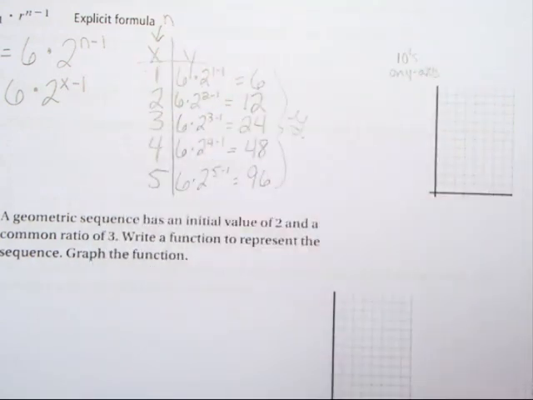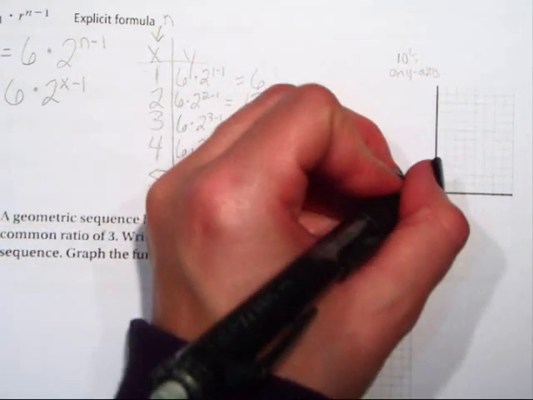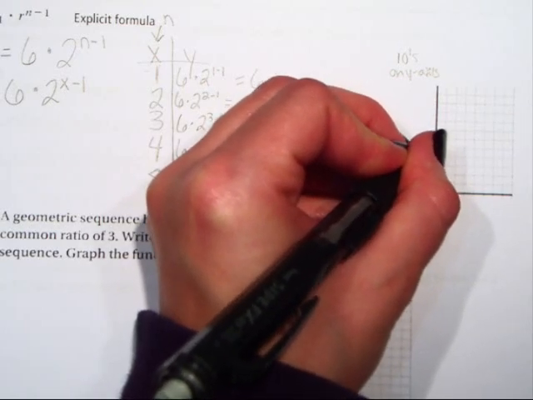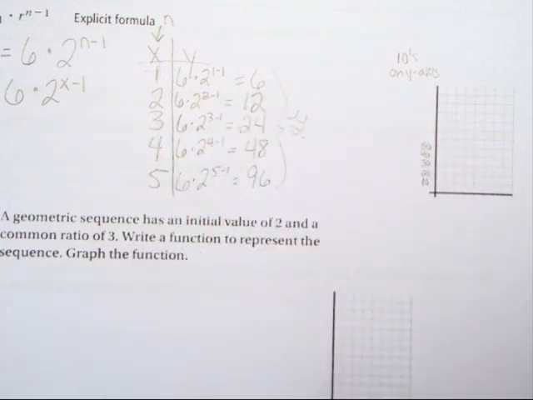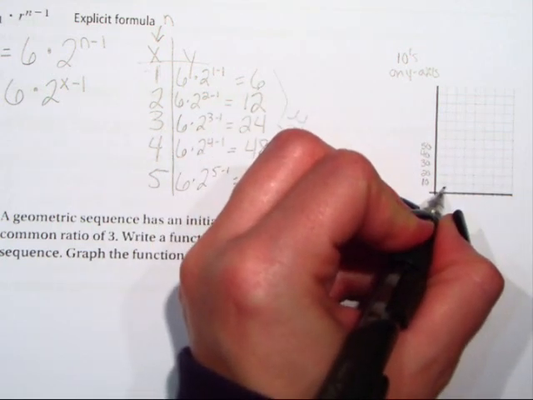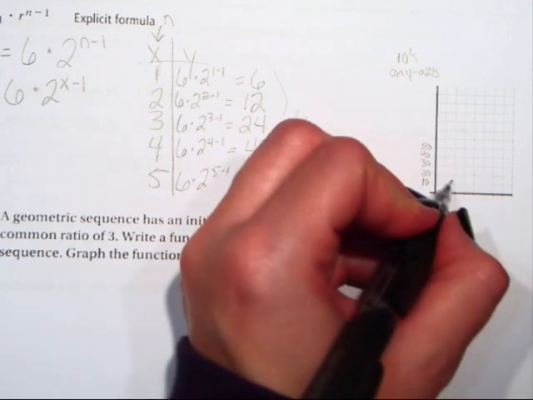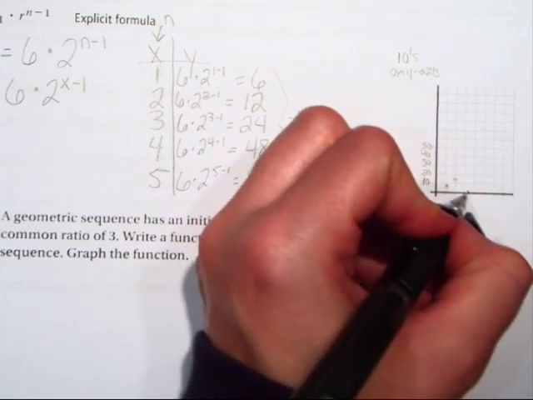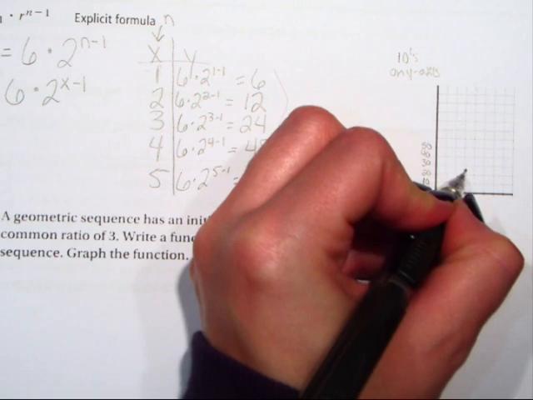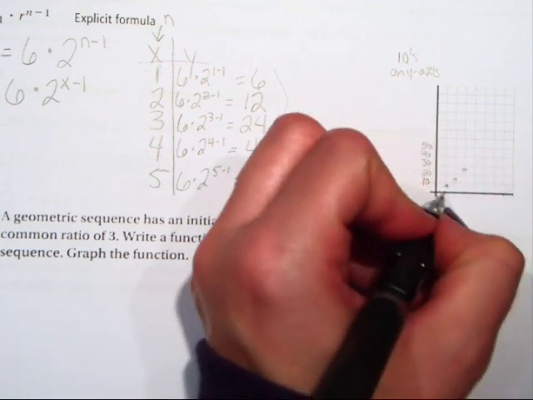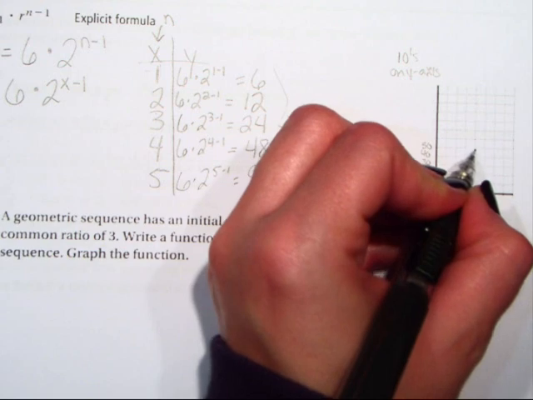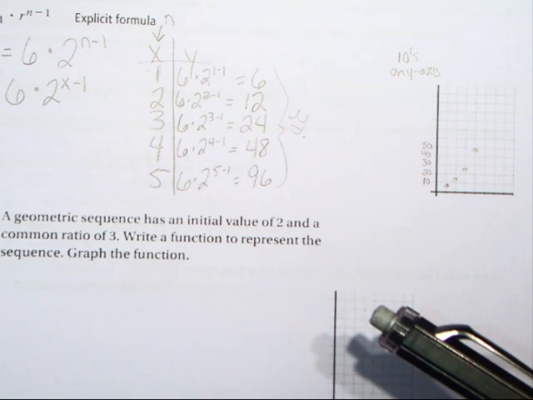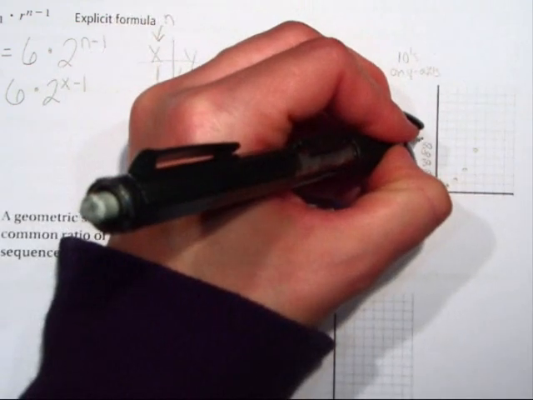Okay, 10s on the y-axis. Over 1, up 6. So this is 10, 20, 30, 40, 50, and so on, okay? Over 1, up 6. Over 2, up 12. So not a huge increase there, right? Over 3, up 24. Okay, that one went up more. Over 4, up 48. That one went up even more. Hence the exponential functions, hence why this is in chapter 7. Over 5, up 96.